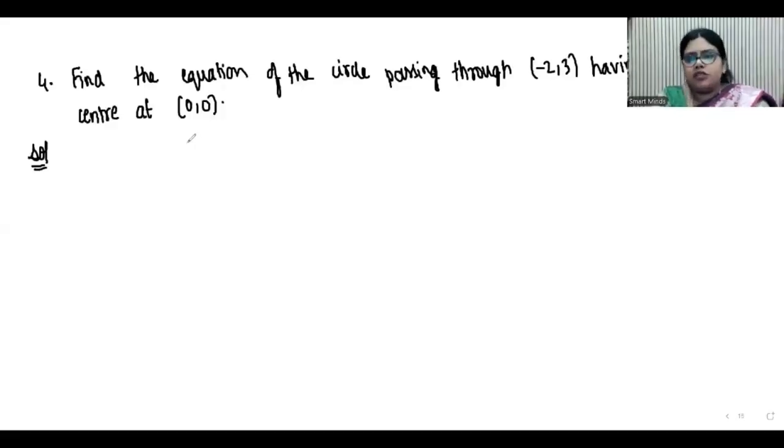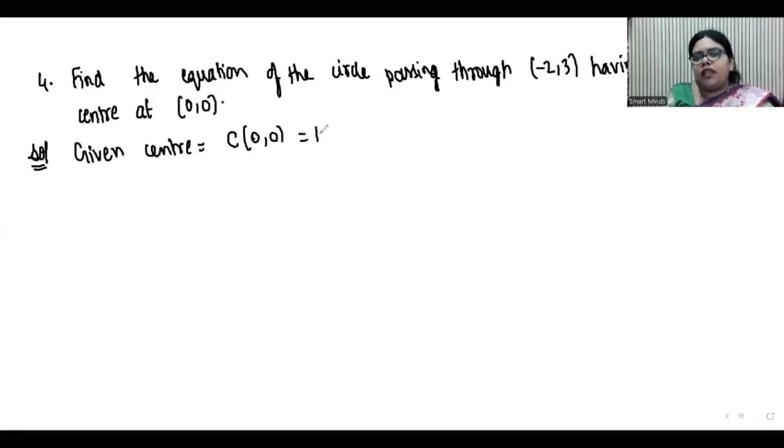Take the next question. This is also similar. Find the equation of the circle passing through (-2, 3) having the center at (0, 0). Now what is given to us? What is the center given? Center is C(0, 0). We can take this as (h, k). Now what is the point? Point is P(minus 2, 3).